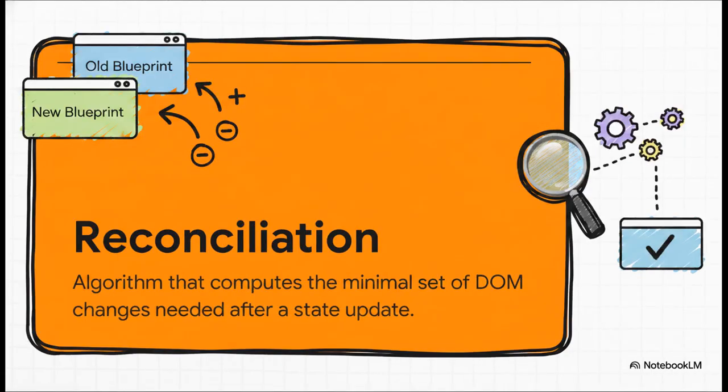Next is reconciliation. So whenever your app state changes, React makes a brand new blueprint. Reconciliation is basically the process of playing spot the difference between the old blueprint and the new one. Its entire job is to find the absolute minimum number of changes needed.